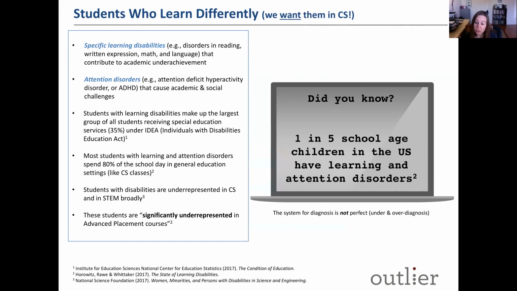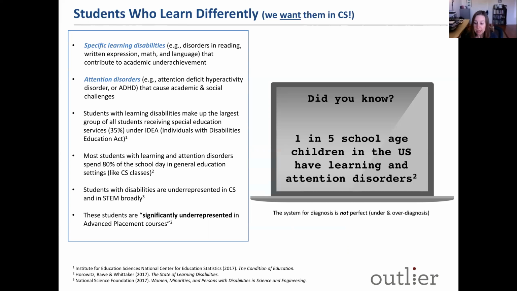So 1 in 5 students in the US have learning and attention disorders. In fact, these students make up the largest group of all students who receive special education services under the Individuals with Disabilities Education Act, or IDEA. There are a good number of students who are receiving services both for learning disabilities and ADHD. And many of these students spend a significant portion of their time in mainstream classrooms.